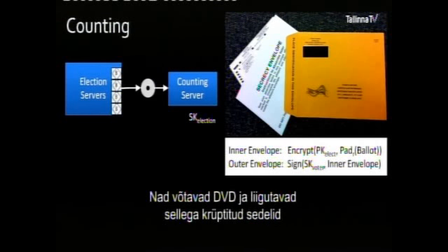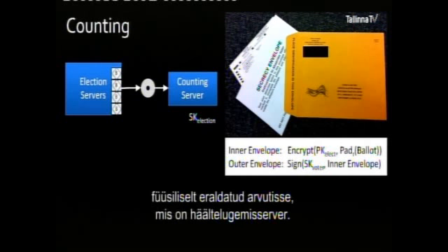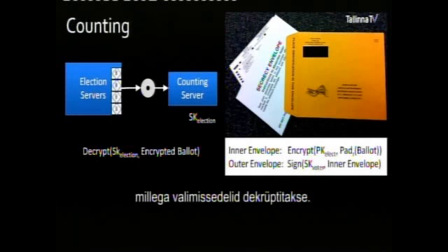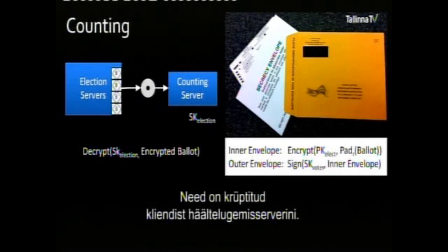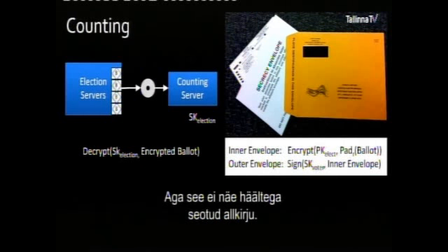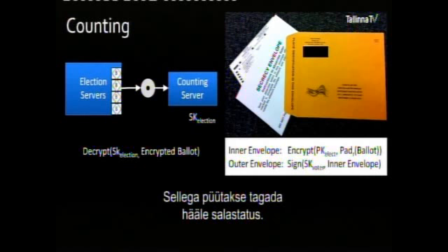So they take this DVD and use it to move the encrypted ballots to a physically separated air-gapped machine called the counting server. And only the counting server has access to the private key that is used to decrypt the ballots. So they're encrypted all the way from your client to the counting server. And the counting server can decrypt them and see the votes, but it never sees the signatures that identify them. So in that way, they attempt to maintain the secrecy of the ballot.